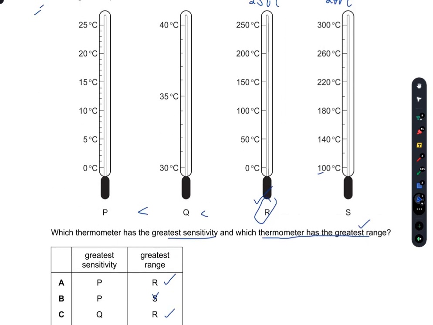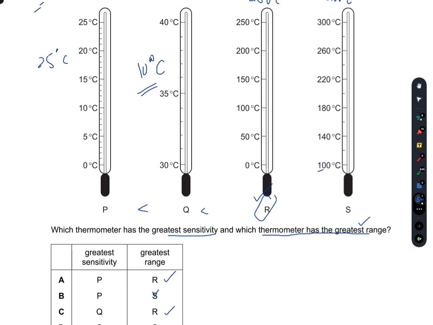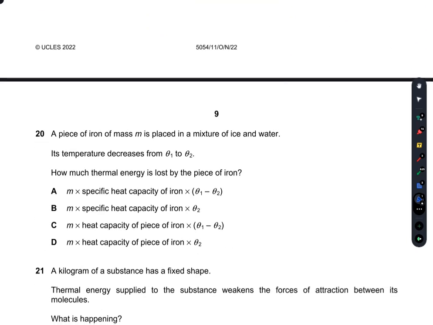Whereas the most sensitive one is the one which has lower deviance on it. P has deviance for 25 degrees C, whereas Q has deviance for 10 degrees C. So Q has lesser deviance, so it will be more sensitive. So that means C is the right option for question number 19.